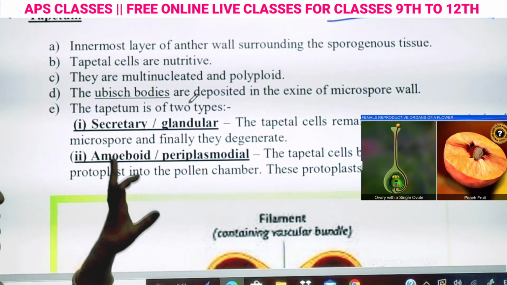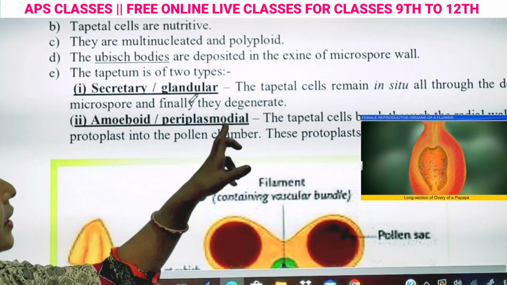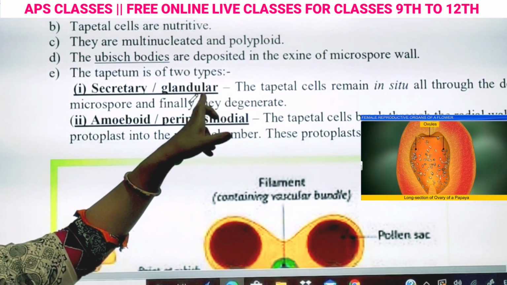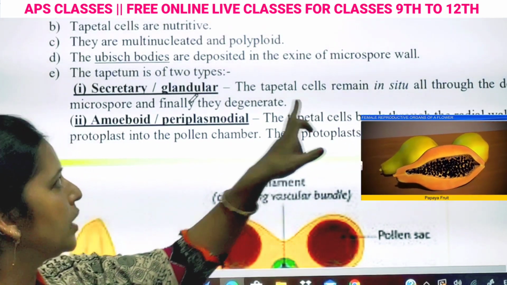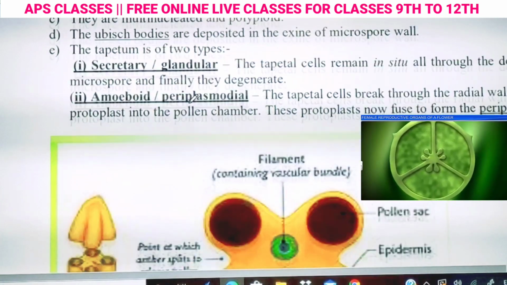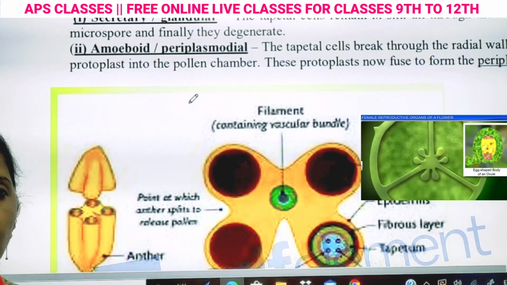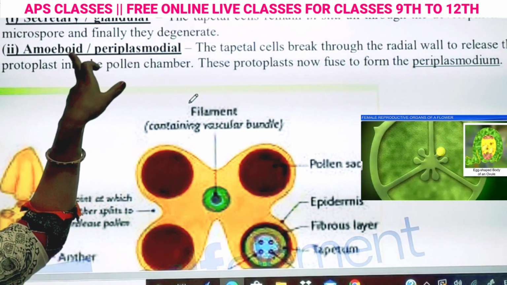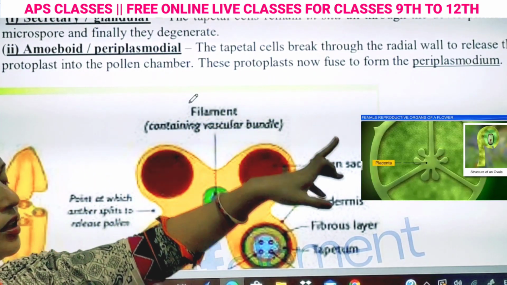Tapetum is of two types. First is the secretory or glandular, second is the amoeboid or periplasmodial. In the secretory or glandular type, the tapetal cells remain in situ all through the development of the microspore and finally they degenerate. In the amoeboid or periplasmodial type, the tapetal cells break through the radial wall.